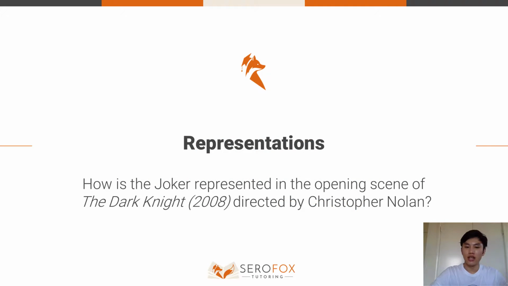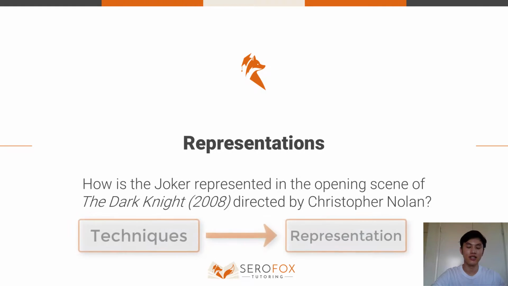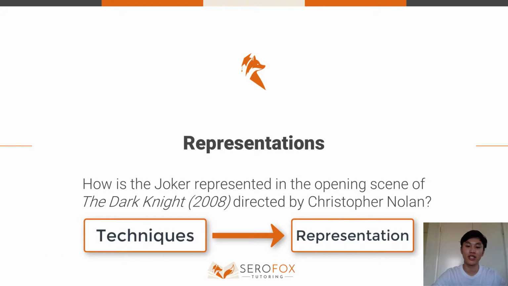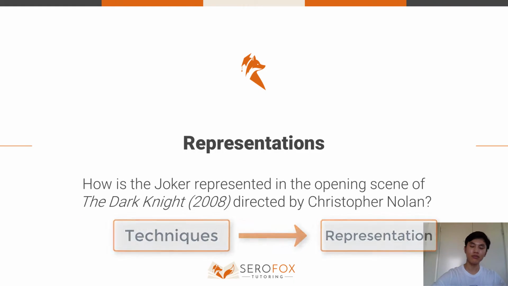Now the question we looked at in class was, how is the Joker represented in the opening scene of The Dark Knight directed by Christopher Nolan? I know it's a very simple question, but the key course concept here is representations. So we have to state how the Joker is represented during the opening scene. That's the first part. And the second part is answering the how of that. So we have to identify different techniques that the director has used to create this representation, whatever you want to say this representation is. If we don't do those two things, we won't be answering the question. Doesn't matter how simple the question is, we always have to keep in mind what the question is asking of us from our response.